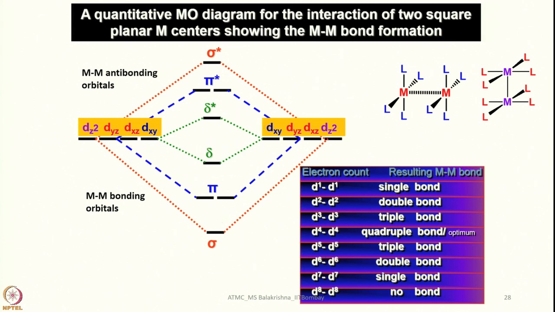So this can give an idea about the nature of the bond through simple electron counting and placing the electrons here. What you should remember is 1 sigma, 2 pi, delta, delta star, pi star, sigma star, that is it. And dz square is responsible for the sigma bond, dxz and dyz are responsible for the 2 pi bonds, and dxy is responsible for the delta bond. In a similar fashion, we can see the corresponding anti-bonding molecular orbitals.